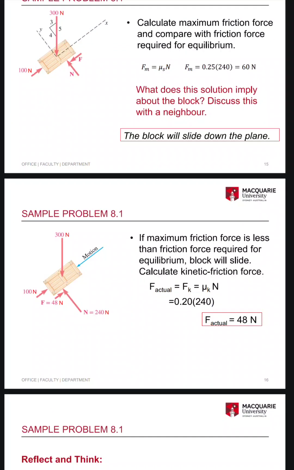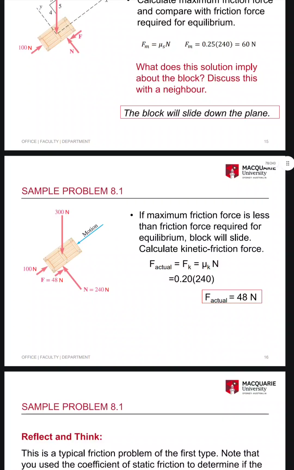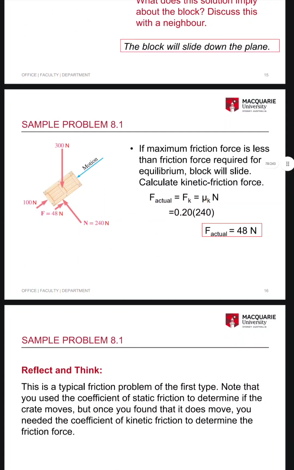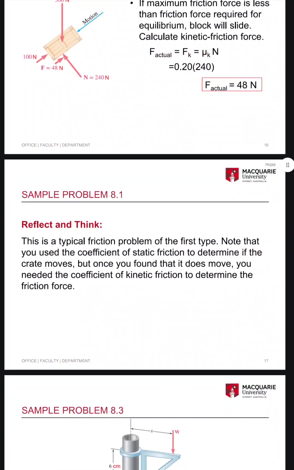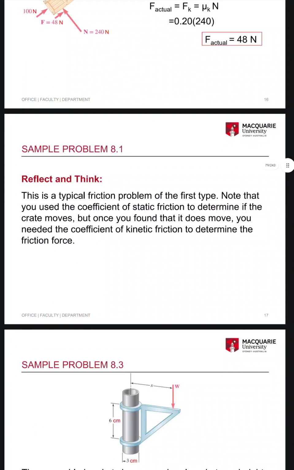If maximum friction force is less than friction force required for equilibrium, block will slide. Calculate kinetic friction force. F actual equals Fk equals mu k N equals 0.2 times 240. F actual equals 48 Newton. Reflect and think. This is a typical friction problem of the first type.